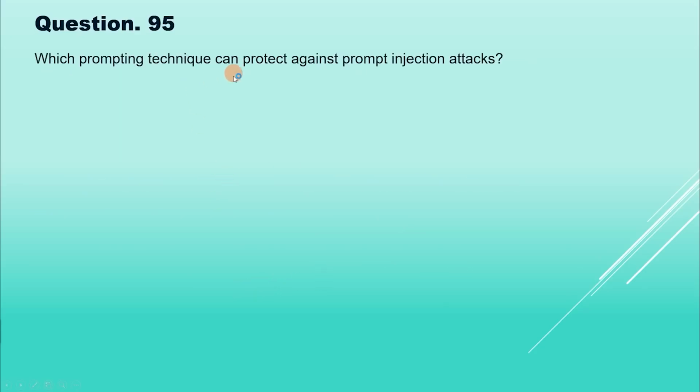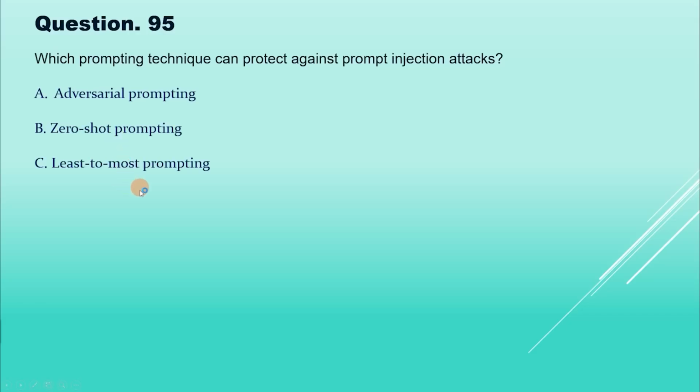Which prompting technique can protect against the prompt injection attack? Option A, adversarial prompting. Option B, zero shot prompting. Option C, least to most prompting. Option D, chain of thought prompting.